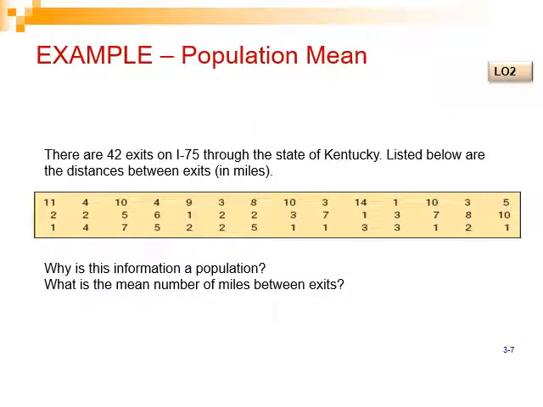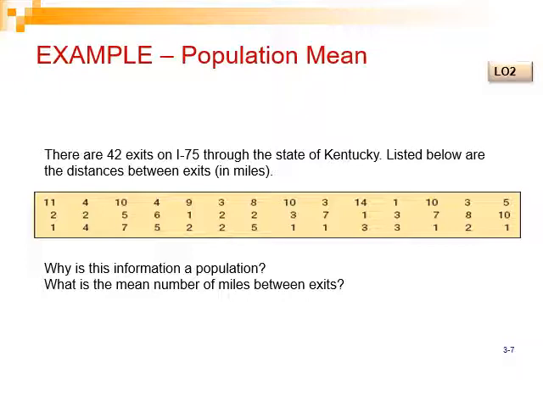Let's take an example for the population mean. There are 42 exits on Interstate 71, 75 through the state of the United States. Listed below are the distances between the exits in miles. So what is this information? Why is this information a population?